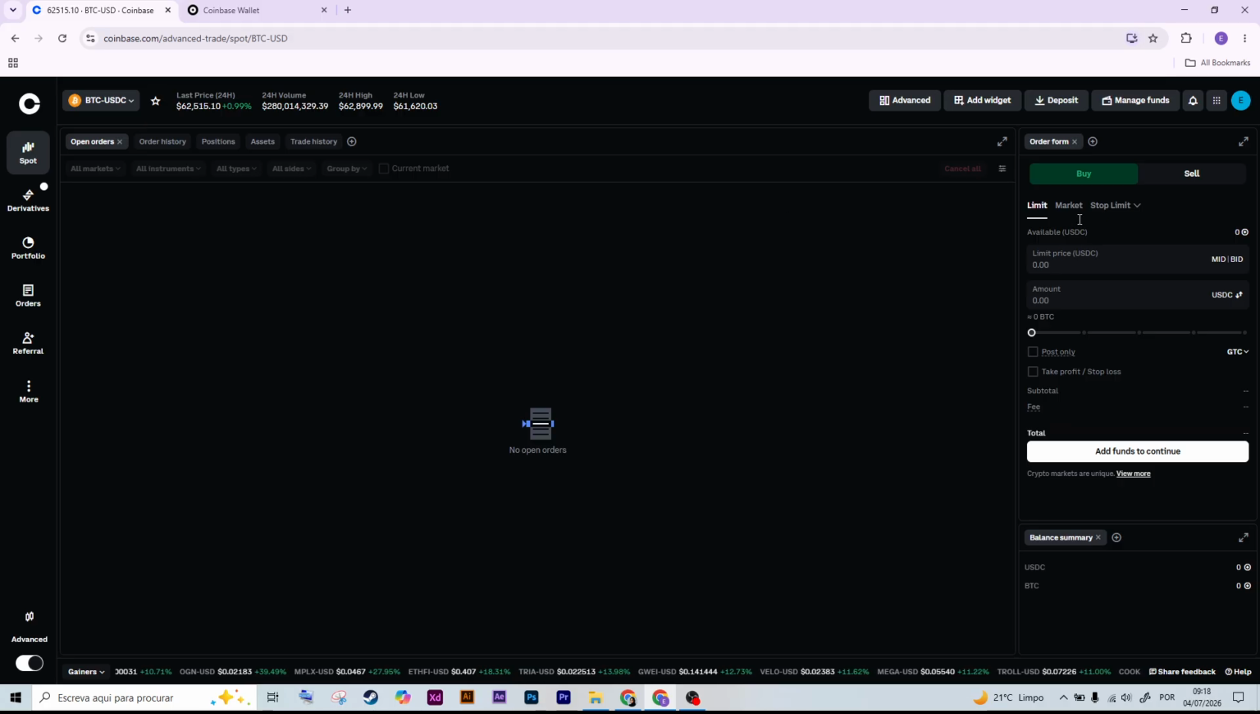Next, enter the limit price. This is the price at which you want your order to be executed. After that, enter the amount of cryptocurrency you want to buy or sell.